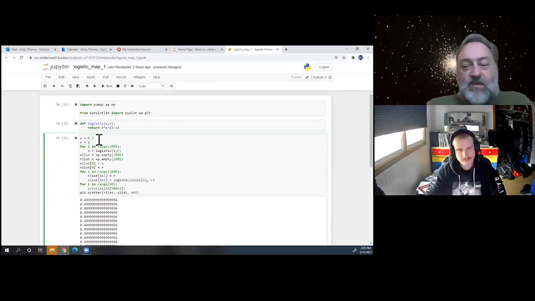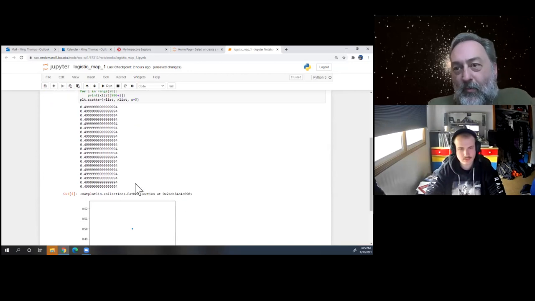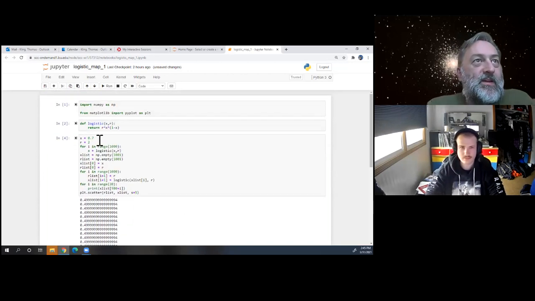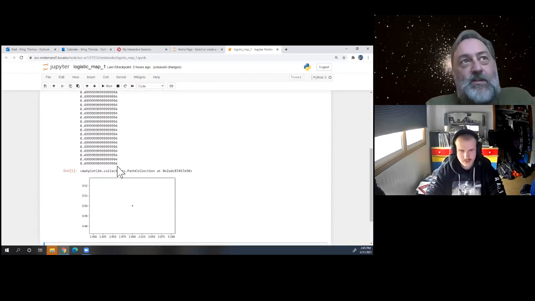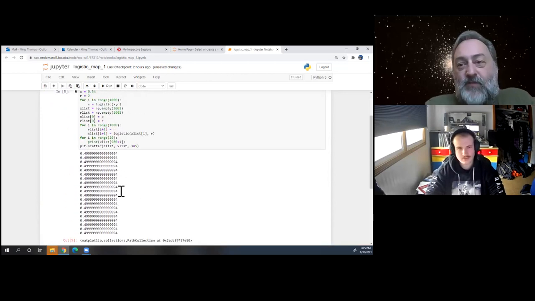Well, what happens if I start at 0.7? I also end up at 0.5. What happens if I start at 0.34? I also end up at 0.5. So this value is the fixed point. There's one fixed point at R equals 2. It's stable, and everything runs into that point. It's just driving right to it.